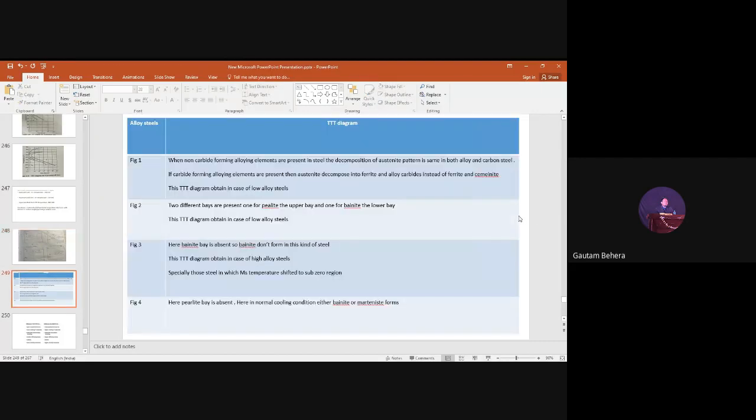So it is explained over here. You can see figure 1. When non-carbide forming elements are present, meaning those alloying elements do not form any carbides, alloy carbides basically, the decomposition of austenite pattern is the same in both alloy and carbon steel. So which is this one.